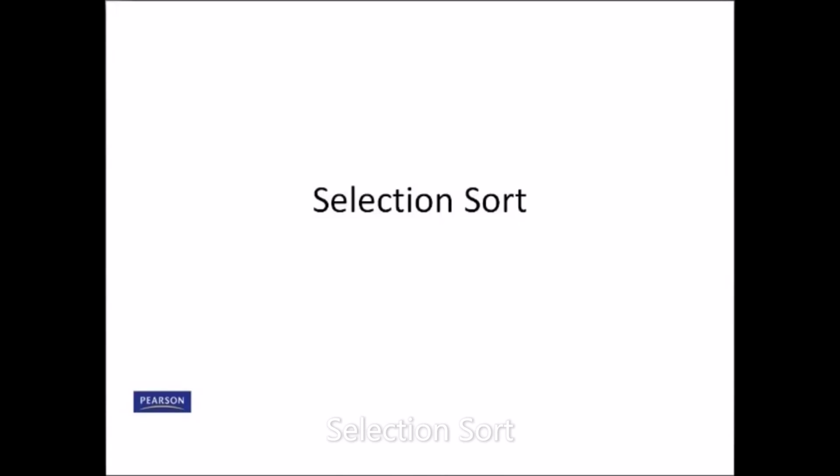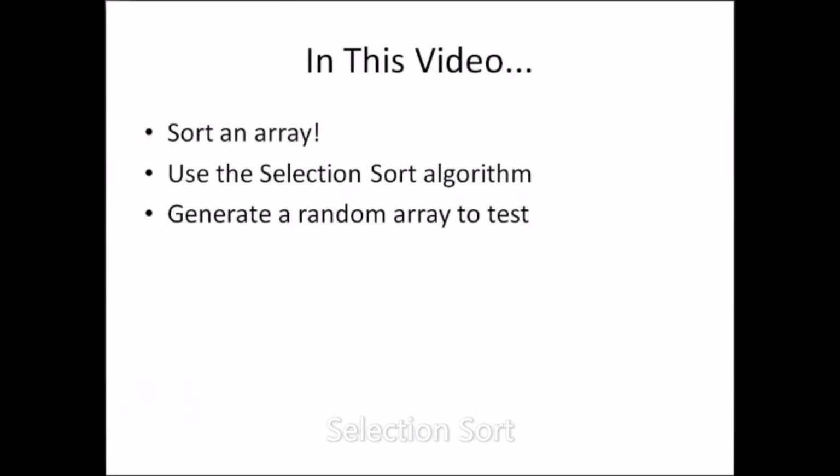Hello everyone, in this video we're going to implement selection sort. So what is selection sort? Well, it's a sorting algorithm that sorts an array. So we can have an array with all the elements in some random order. We use the selection sort algorithm to sort our array. So we're going to implement selection sort in this video and then generate a random array that we're going to use to test it.